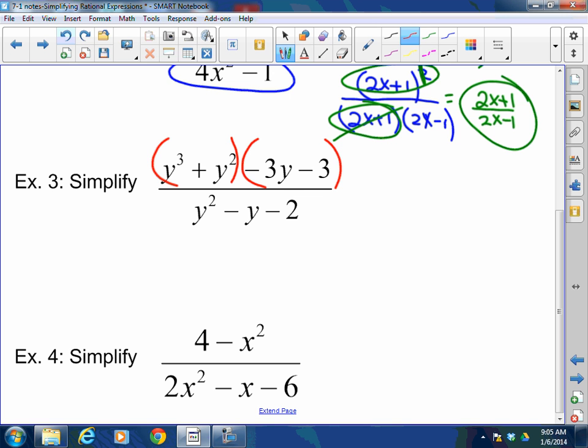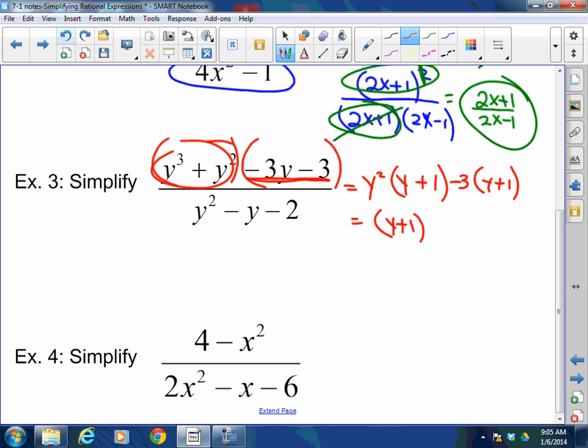Okay, let's group this sucker. What is this first term factor out to, this guy over here? Yeah, y squared, and that leaves me with y plus 1. And what am I going to factor out of here, y'all? Absolutely negative 3, give me a y plus 1. So that's going to give me a y plus 1 times y squared minus 3.